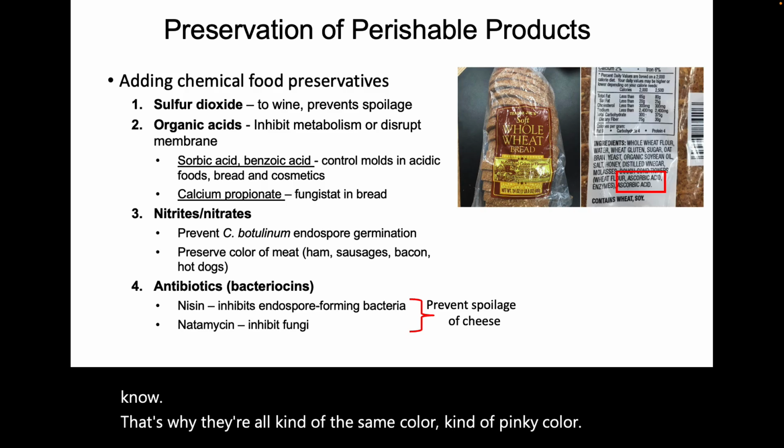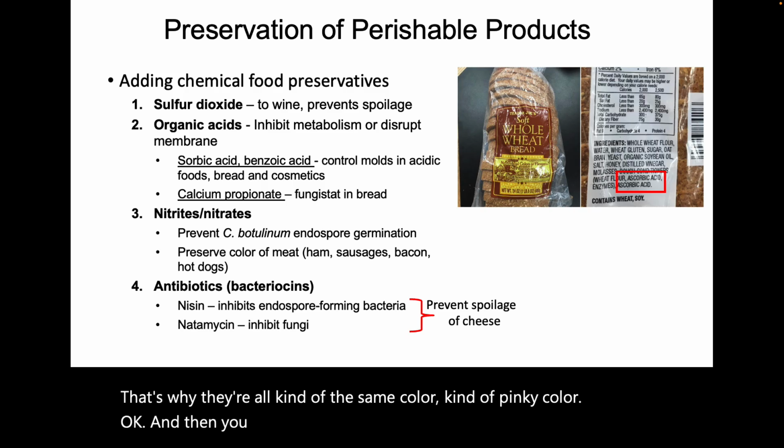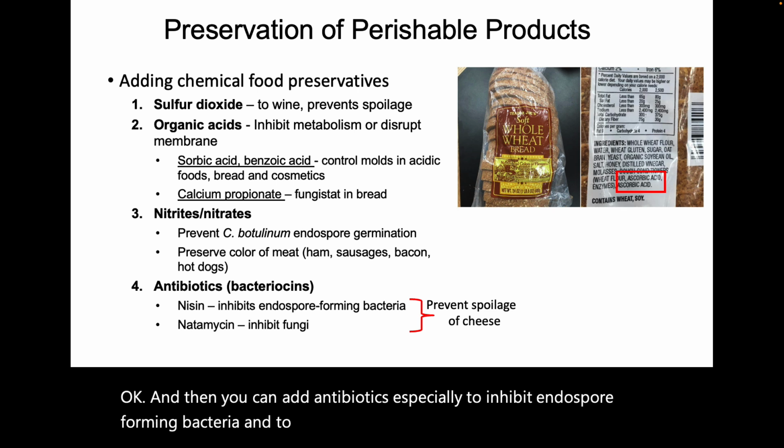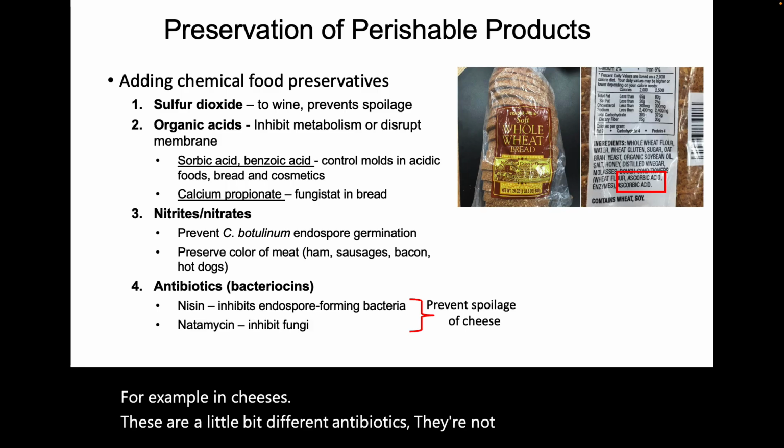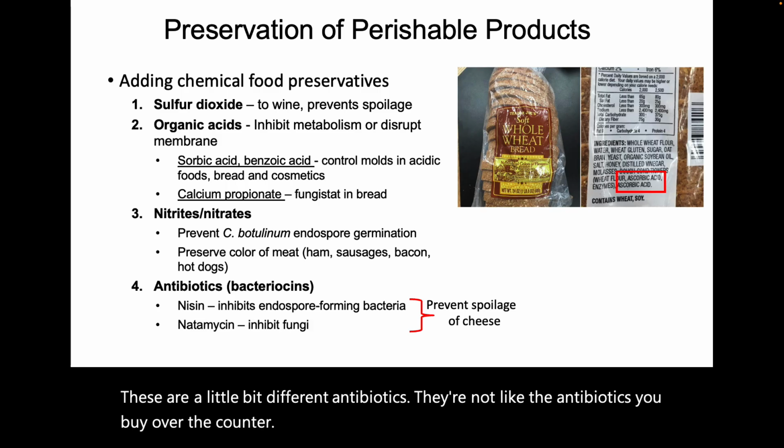Okay, and then you can add antibiotics, especially to inhibit endospore forming bacteria and to inhibit bad fungi, for example, in cheeses. These are a little bit different antibiotics. They're not like the antibiotics you buy over the counter. They're called bacteriocins, or they can be active against fungi, and they usually just punch holes in the cell.